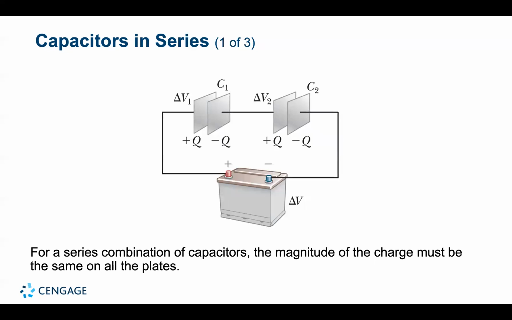So now we're showing them in series. For a series combination of capacitors, the magnitude of the charge must be the same on all plates. So regardless of how many capacitors are in series or their capacitances, all the right plates gain a charge of minus Q, and all the left plates have a charge of Q. This corresponds to the conservation of charge. There are more details in the textbook, so I'm just going to skip over that for now.